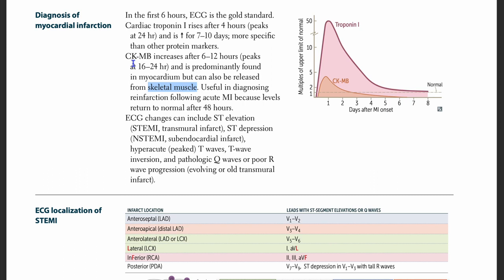Why is this important? It's useful in diagnosing reinfarction. So say a person already had an infarction, he comes in and then he says while he's under your care that he's feeling this or he felt this last night and stuff. Then you'll do this again, CKMB, to check for reinfarction following acute MI. Because levels return to normal after 48 hours. Okay.